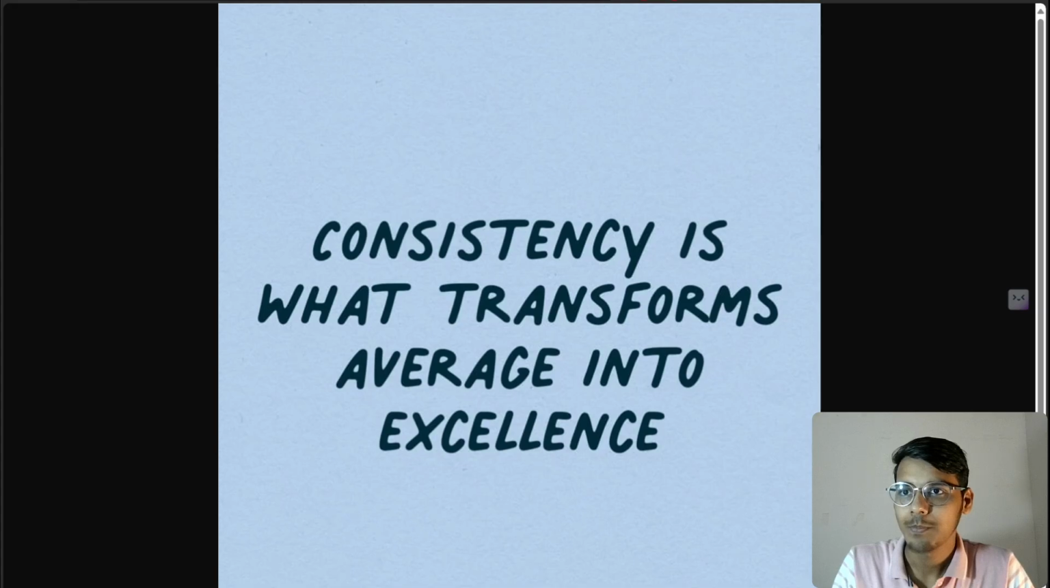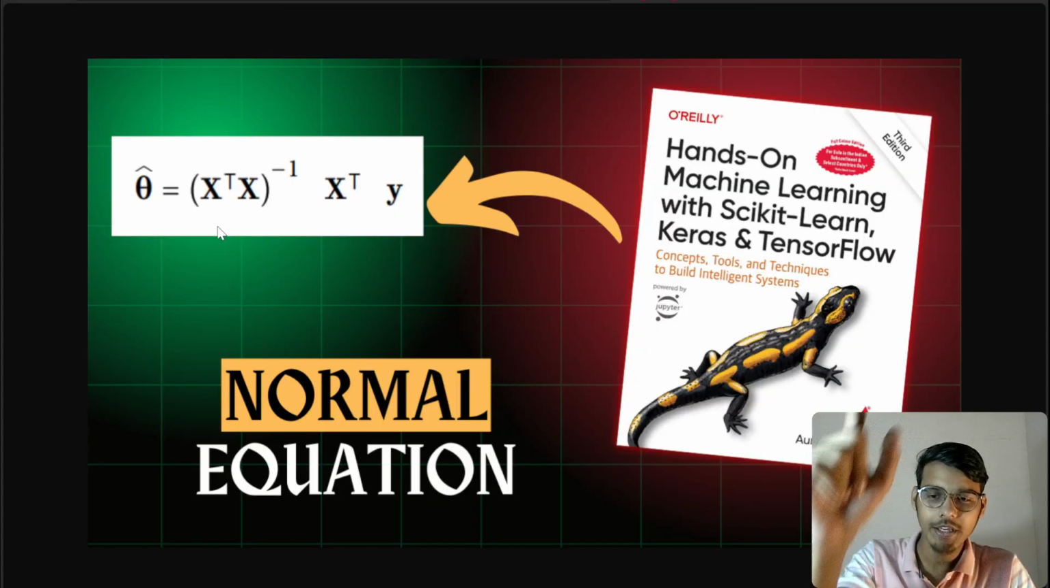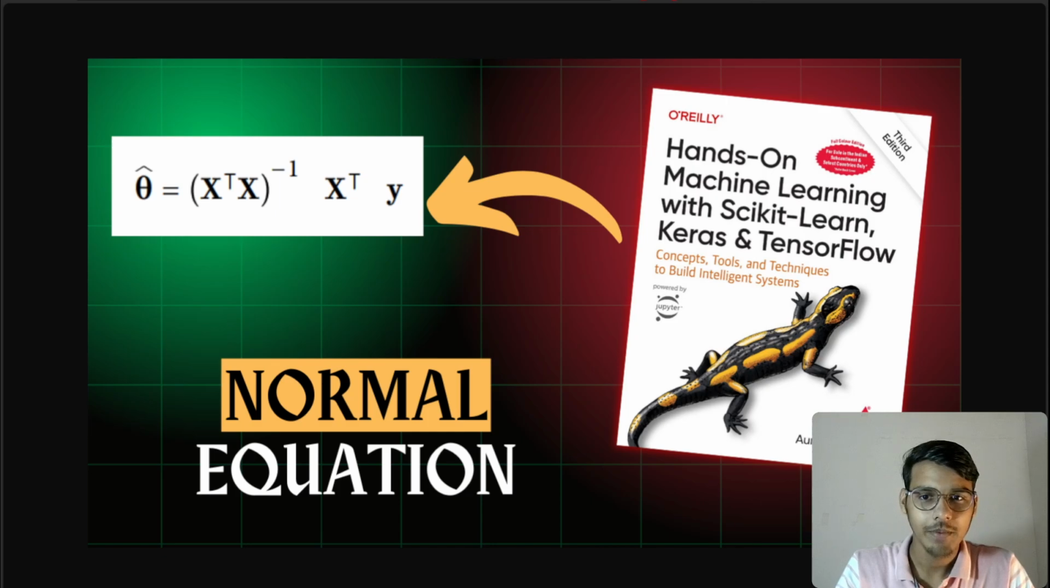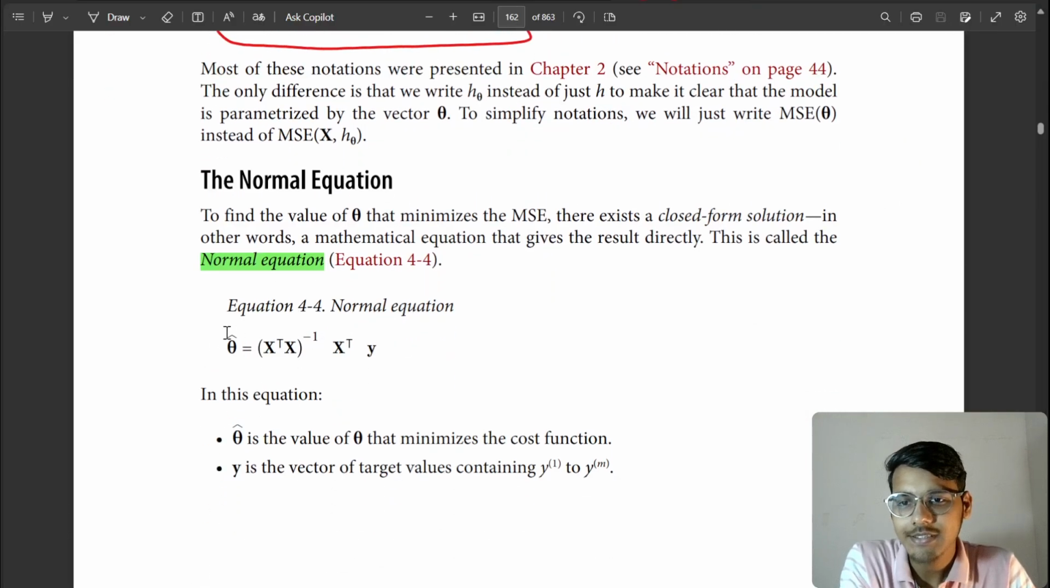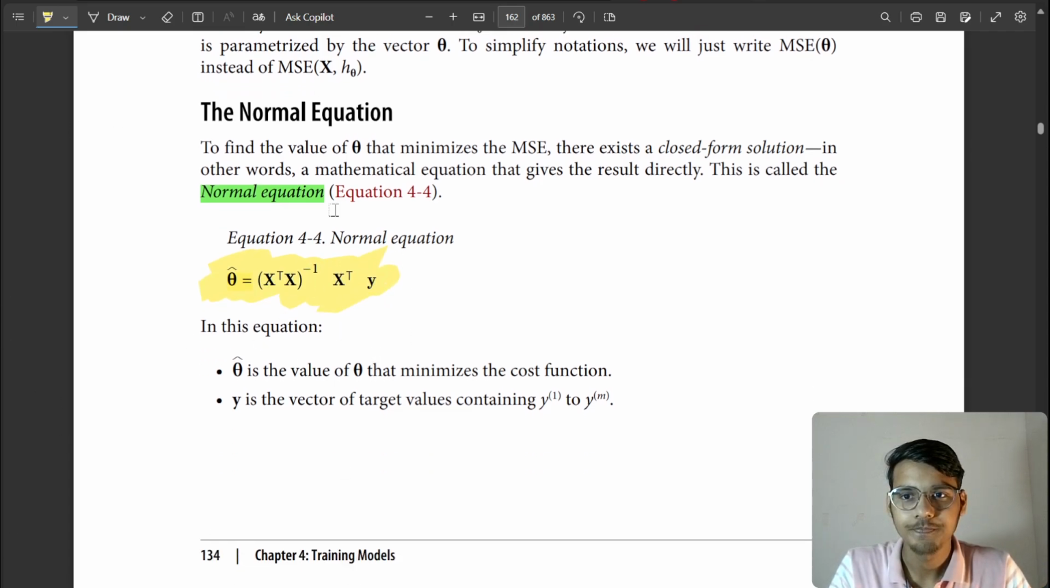And let's go. Here, the normal equation. Okay. So we'll be seeing what is the normal equation. This is the thing, guys. Okay, this is the normal equation you can see here. Okay, to find the value of theta that minimizes the MSE, there exists a closed form solution. Okay, so there is a closed form solution. We'll be seeing that. Not to worry.